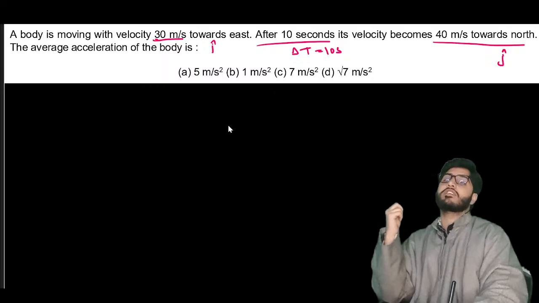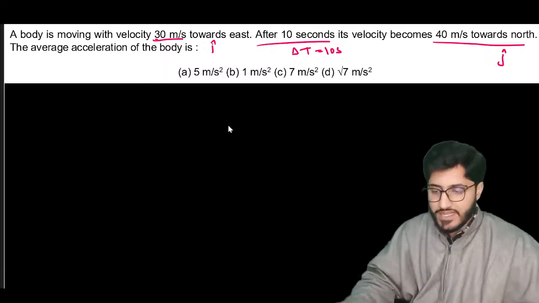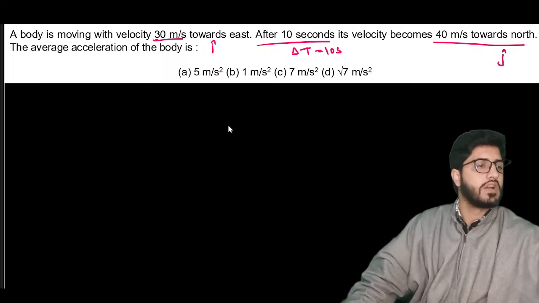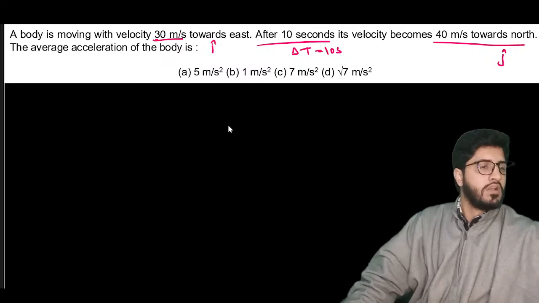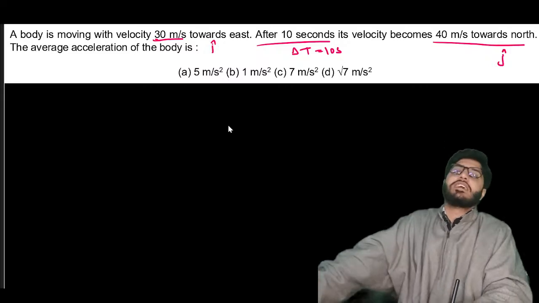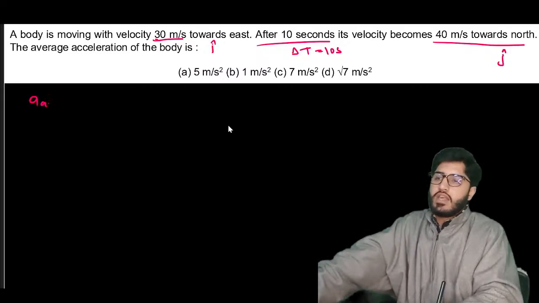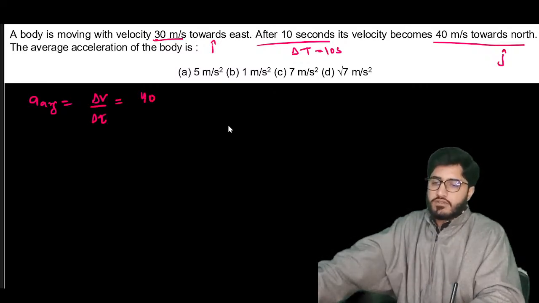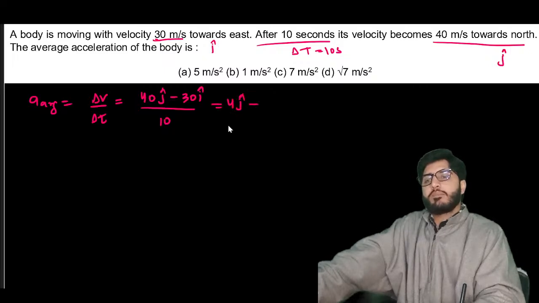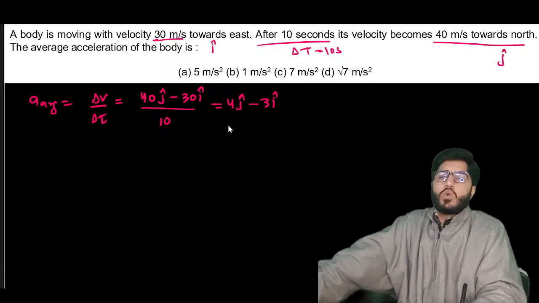What is the average acceleration? We have to get the average acceleration. We can get it by final minus initial. So I can write a average equals delta v by delta t. It will be 40 j cap minus 30 i cap divided by 10. So I can also write 4 j cap minus 3 i cap. I need to get its value, not the magnitude.